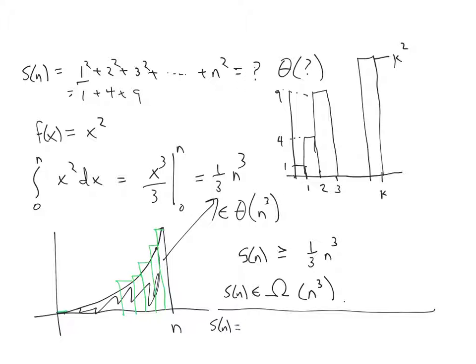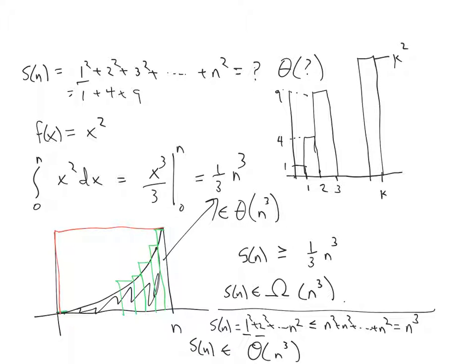We can say S of n is 1 squared plus 2 squared plus and so on up to n squared, but that's less than or equal to, if we replace each one of these by something possibly bigger, n squared plus n squared plus n squared, which is n cubed. So that proves that S of n is in big O of n cubed. And if we want an area for that, we can just take this area. This side is obviously n, and the right-hand side here is n squared. So this whole red area is n cubed, and obviously the area of the green rectangles is less than or equal to n cubed. You can do it algebraically or geometrically.